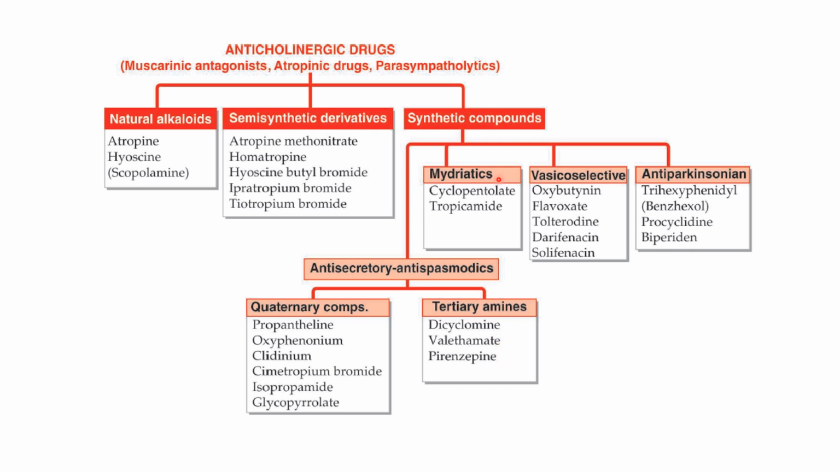Then you have mydriatics, which are cyclopentolate and tropicamide. Vesicoselective synthetic compounds are oxybutynin, flavoxate, tolterodine, darifenacin and solifenacin. And there are anti-Parkinsonian drugs or central anticholinergics. These are trihexyphenidyl, procyclidine and biperiden.